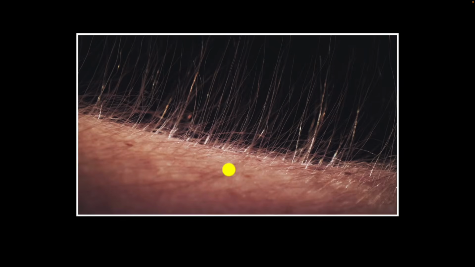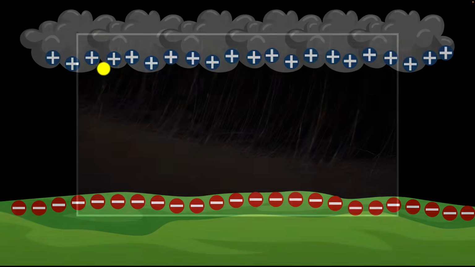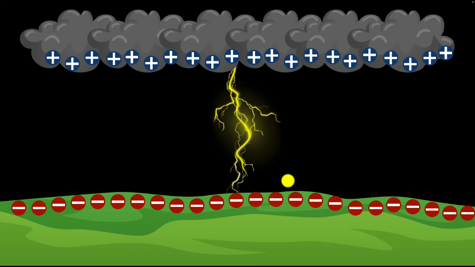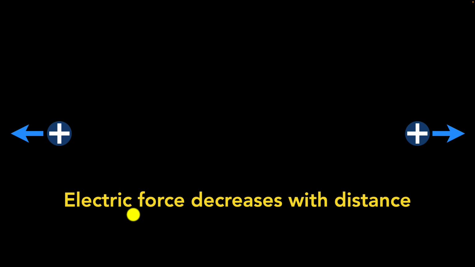And when you have a lot of charge built up, like during a thunderstorm, we do really see the power of electric force. It's the electric forces that cause lightning. Okay, the last thing that decides the strength of the electric force is the distance between the charges. If the charges are very close to each other, the electric force will be very strong. If the charges go farther away, the electric force becomes weaker. So the electric force decreases with distance.